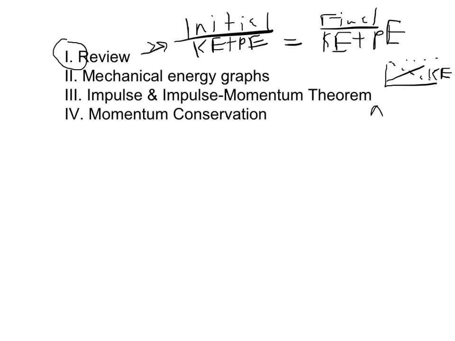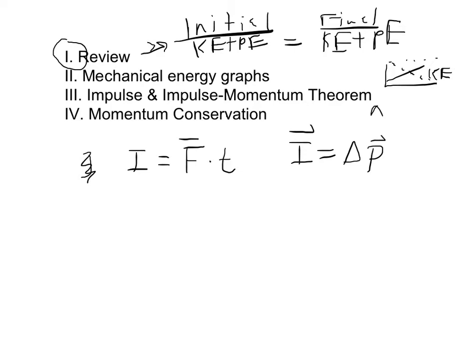The impulse, which is a force times a time. And the impulse momentum theorem, which says an impulse is a change in momentum, in which case I need to indicate vectors. I'm indicating vectors because it may be important on the test that momentum is a vector, meaning direction matters, so pay attention to that.